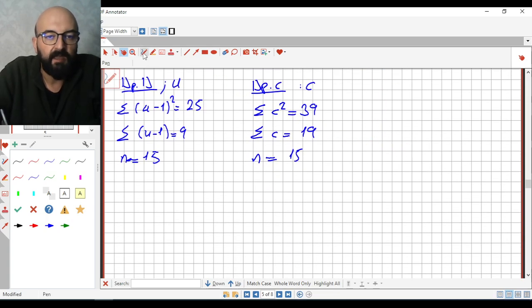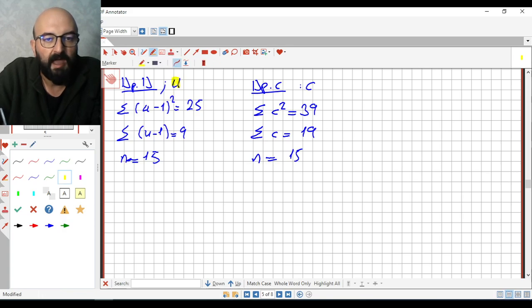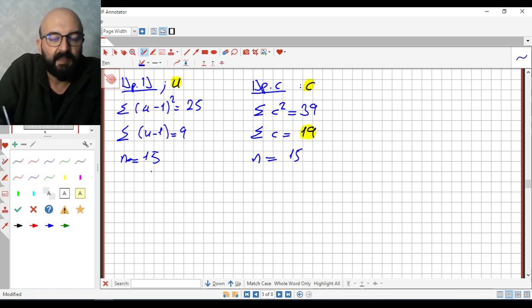Okay. And then the scores are also denoted by U, and we should find the sum of U. And the scores denoted by C, the sum of C is already given as 19. Okay, and then I want to find the sum of U.